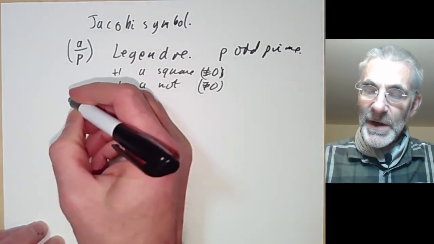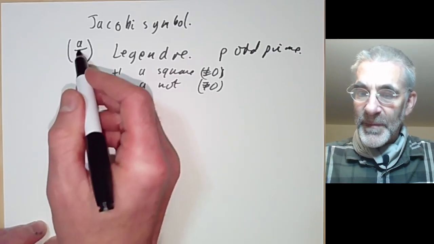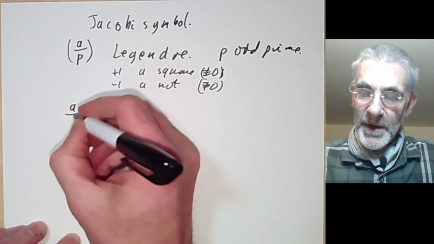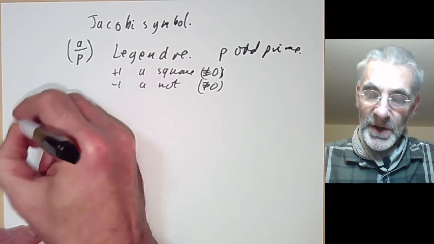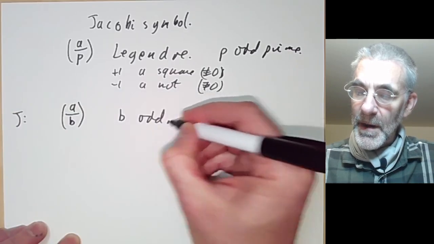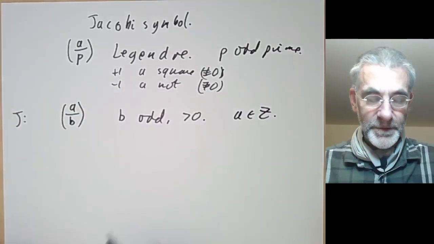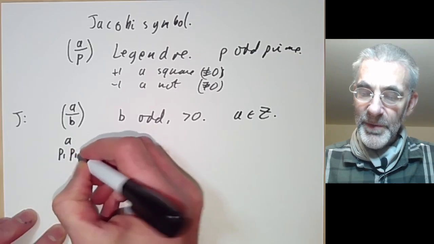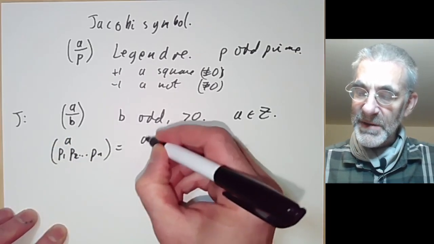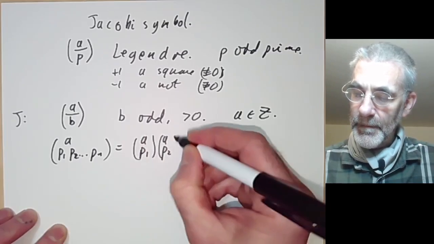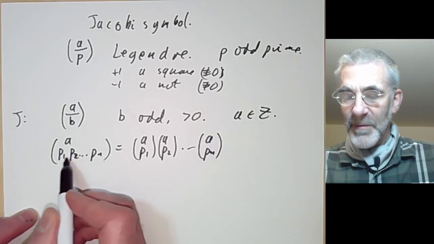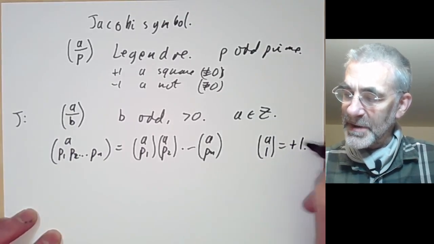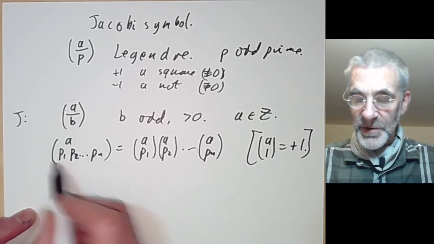Anyway, Jacobi found this really nice generalisation of the Legendre symbol, where the denominator is now allowed to be any odd number. So the Jacobi symbol (a/b) is defined when b is odd and greater than 0, and a is any integer. And it's defined very easily. You just factor b into a product of primes, p1, p2, up to pn, and you just make it multiplicative. Notice, by the way, that if b is 1, we've got an empty product here, so we find that (a/1) is just equal to plus 1, as a special case of the usual convention on products of empty sets.